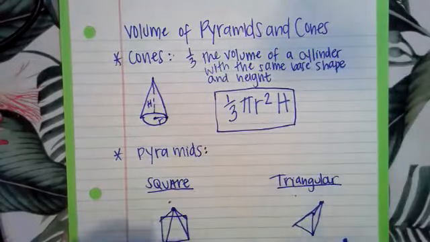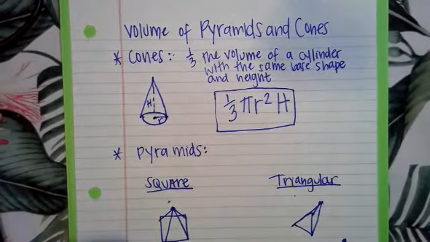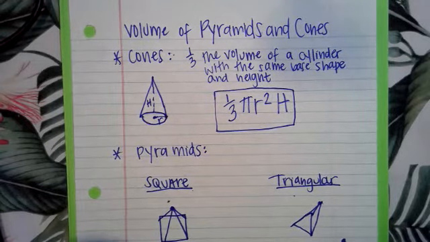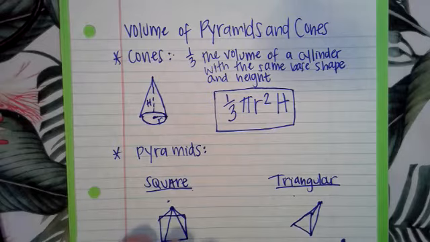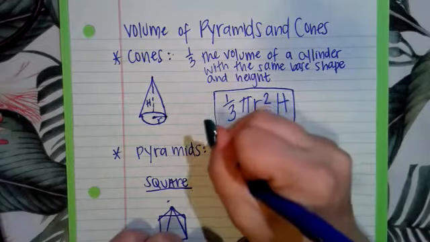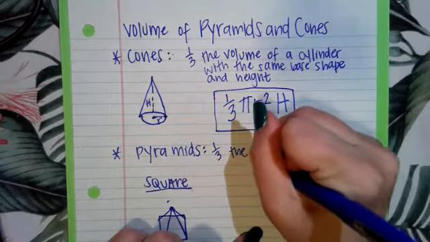So that's how we find the volume of a cone. We take 1/3 the area of the circle times the height of the cone. Pyramids are related to our square, rectangular, and triangular prisms in the sense that they have 1/3 the volume.